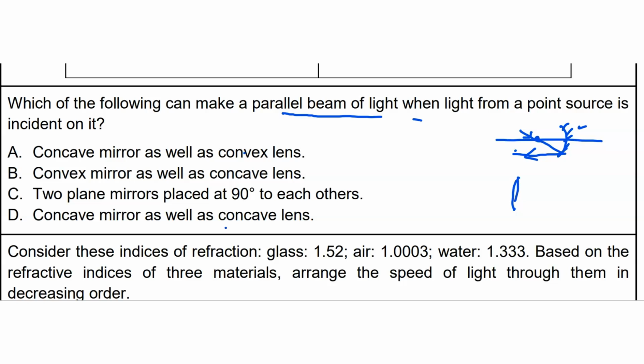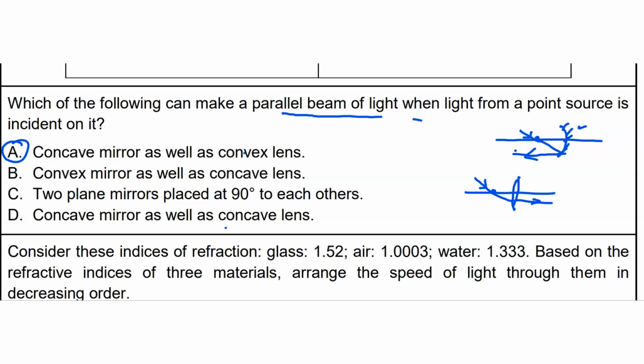For a convex lens also, if I keep the object at the principal focus like this, a ray will get refracted and emerge parallel. So in both the cases, this condition is satisfied. So I'm just directly picking A. Okay, you can just have an idea about the concave lens also.